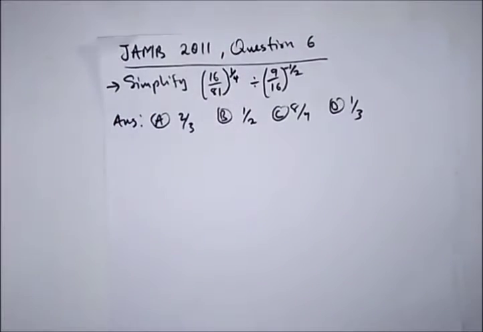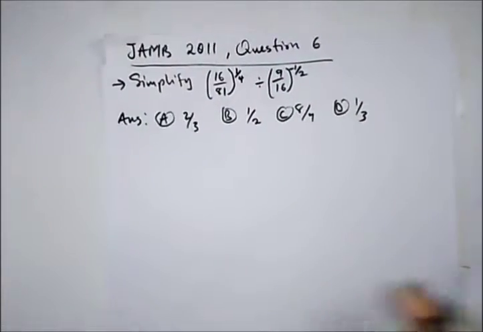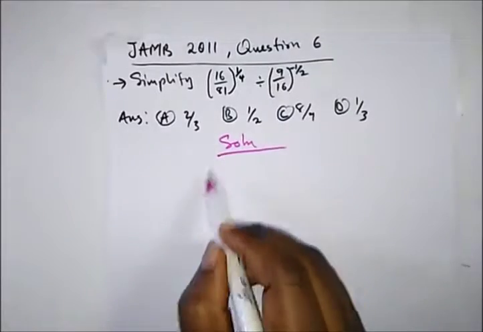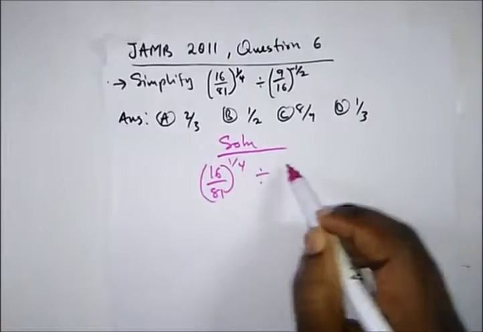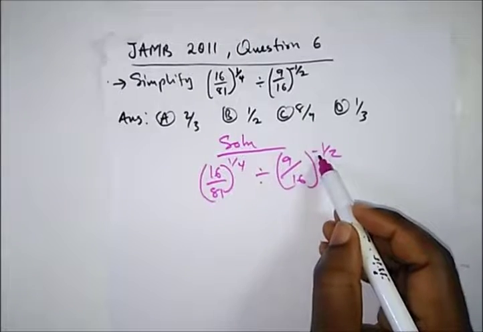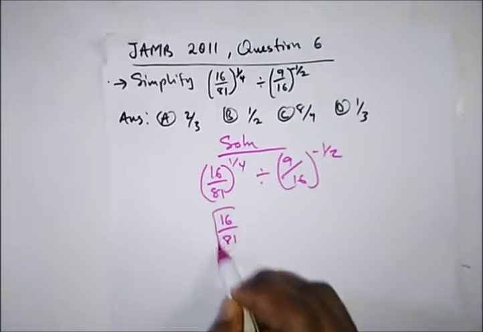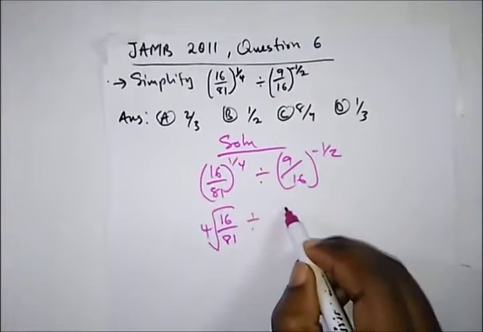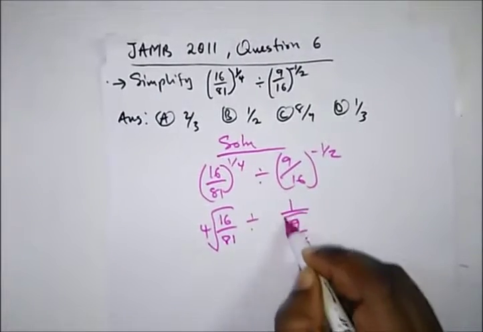Our next question from JAMB 2011, it says simplify this divided by 9 over 16. So let's do this. This is quite straightforward. 16 over 81 raised to the power 1 over 4 divided by 9 over 16 raised to the power 1 over 2. So this is a negative power. So here we have the fourth root of 16 over 81 divided by the square root. Since it's a negative power, it will be 1 over 9 over 16 square roots.